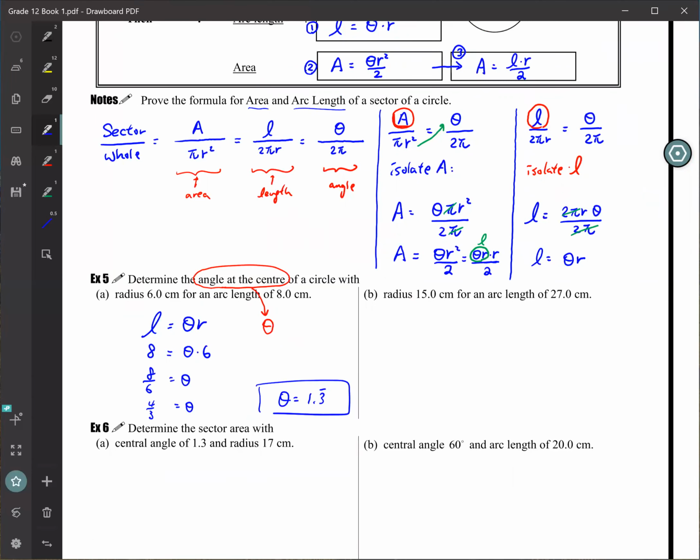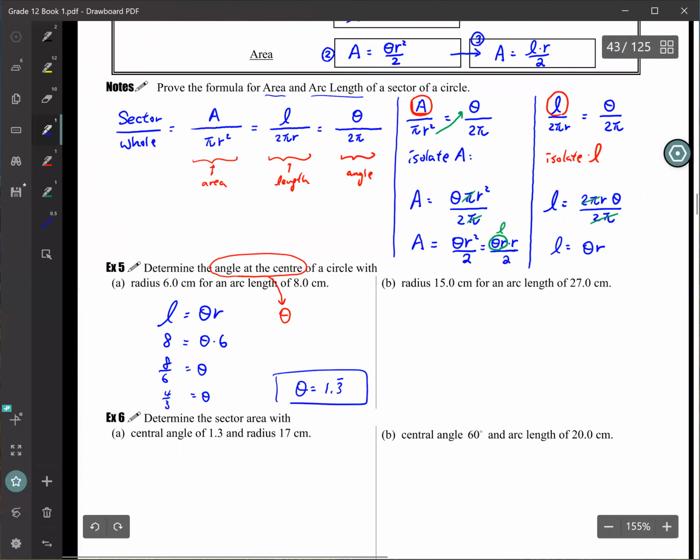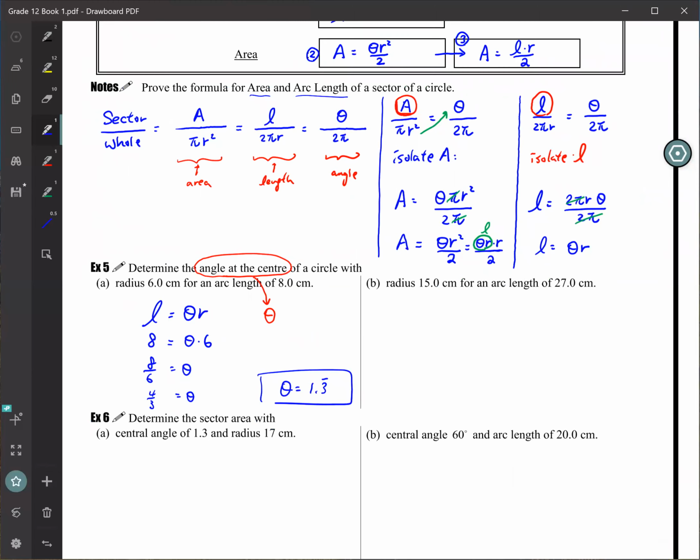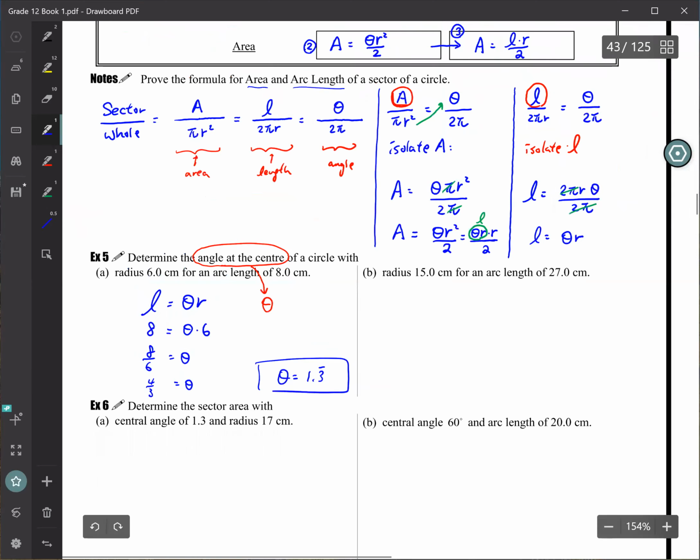But that's really easy for the first one, right? Okay, and then this angle is in radian. Everything here has to be in radian for it to work, so you don't need to put a little circle, right? So the next question, we'll try that.